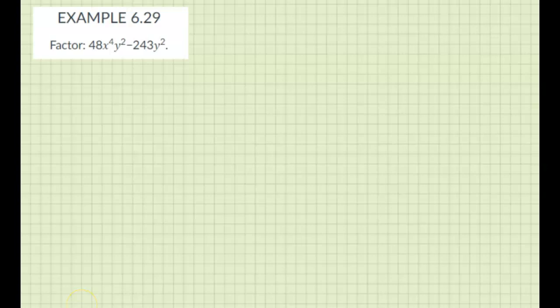Alright, let's look at this problem. So this one doesn't seem to fit the pattern of difference of squares. If it looks like it has potential of being something that you know, but it's not quite like that, this is a clue to look for a greatest common factor. You should be doing that anyway automatically.